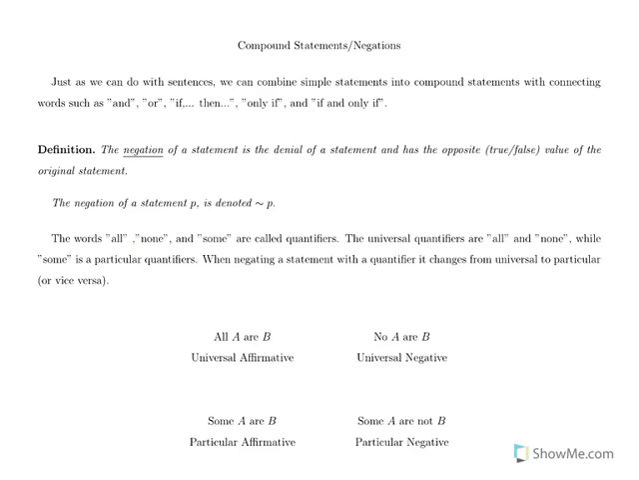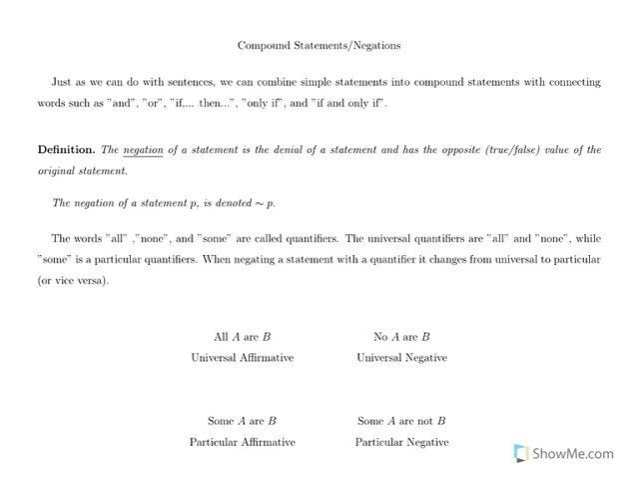So now let's talk about compound statements. Just as we can do with sentences in English, we can combine clauses to make a sentence, right, using conjunctions or some other words that we can use to connect ideas. And we do the same thing with logic as well. We have these simple statements. We can turn them into compound statements with connecting words such as and, or, if this, then that, only if, and if and only if. And we're going to look at the and, or, and if then in this video.